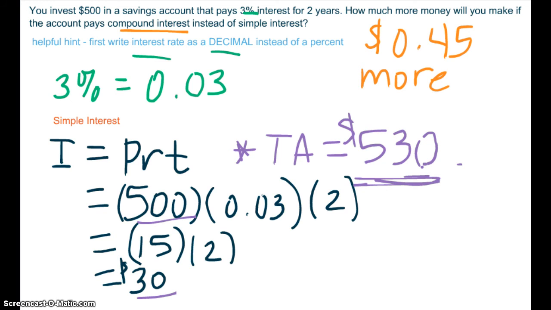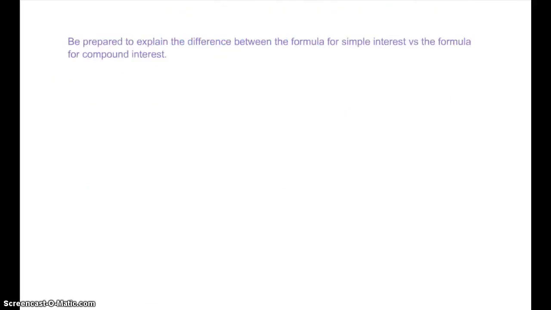Pause and rewind as many times as you need. Make sure you understand the difference in the formulas. So again, pause and rewind as much as you need.